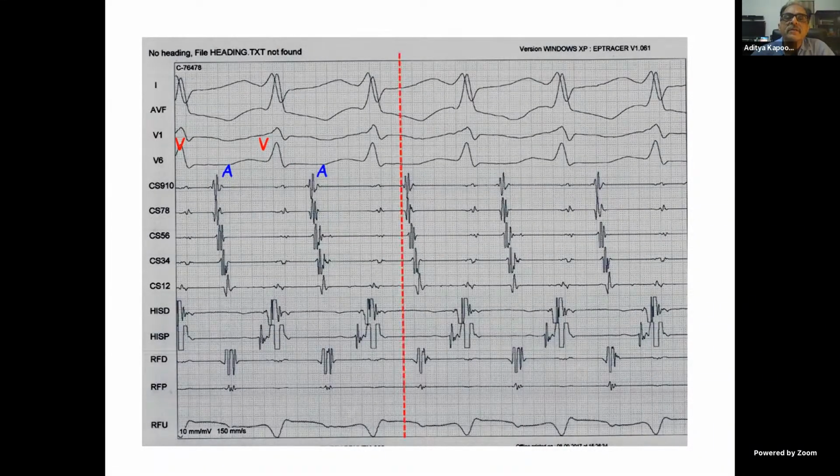So perhaps it's a pathway. कहाँ पे होगा? 910 कहाँ पे बैठा है? Posterior septal. Correct, absolutely correct. So it's somewhere close to the CS os.